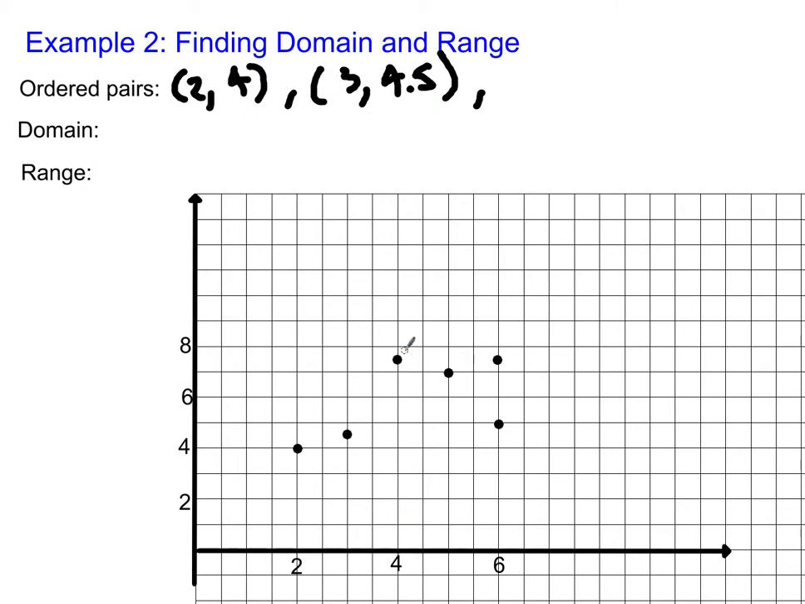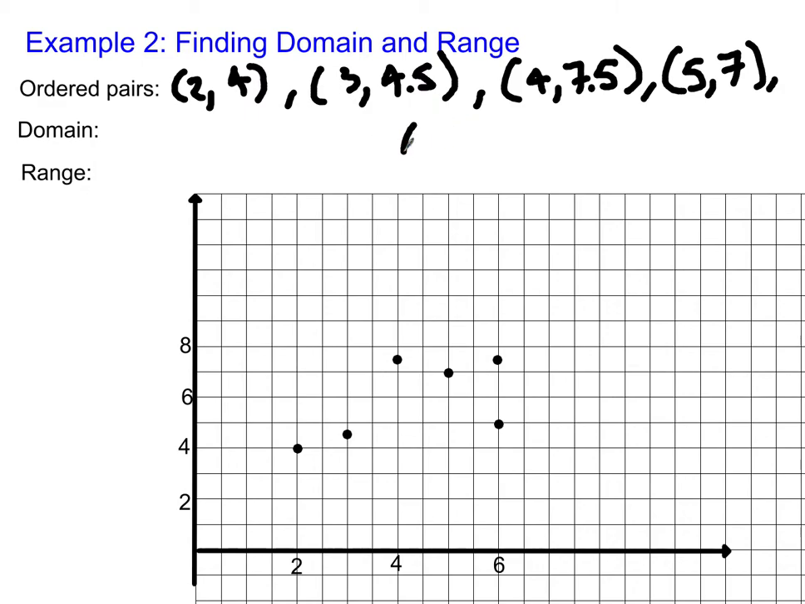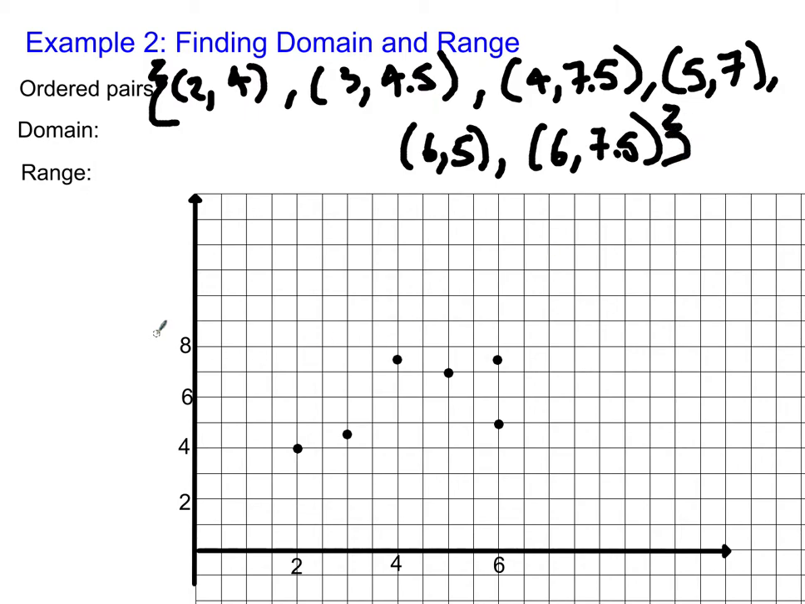This one is going to be 4, 7.5. This next one is going to be 5, 7. And then the next two are going to be 6, 5, and 6, 7.5. Alright, so here are all my ordered pairs.